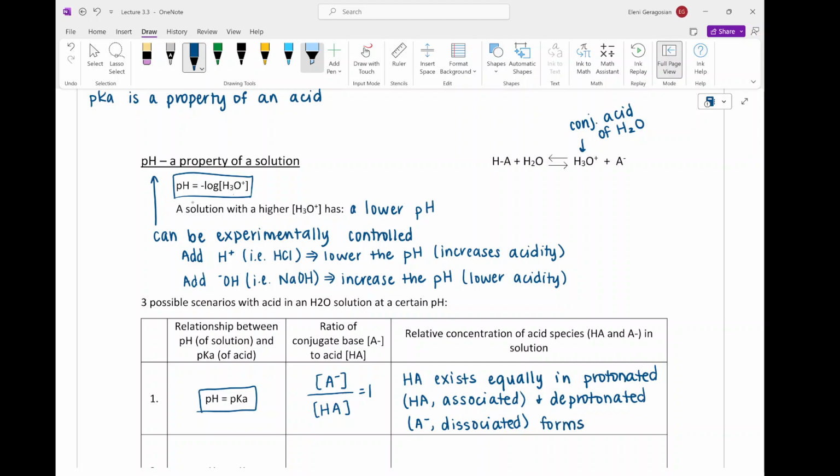So the concentration of the acid HA, which is associated, and the concentration of A-, the conjugate base, are equal. So we have a ratio of 1.